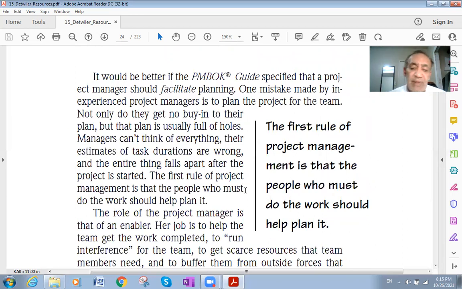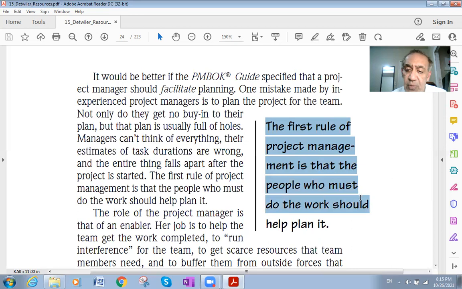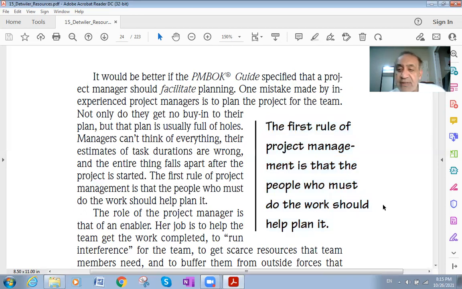Here, I want to go out of the examples and go to the facts directly. The first rule of project management is that the people who must do the work should help plan it. Yes, because you cannot do any work without the participation of others. If the people did not participate in the work, then they don't believe in the work, so don't expect the work to be done. So the first rule of project management is that the people who must do the work should help plan it. Why plan? Because planning is the most important managerial function.